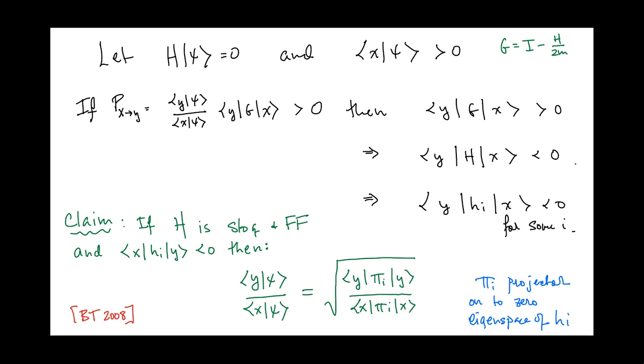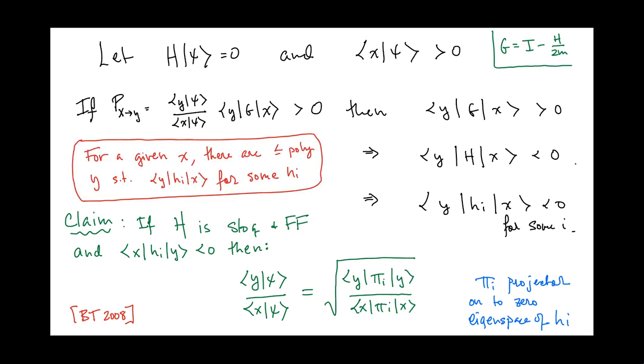I don't need to know the global properties of the ground state. And the nice thing is that for a given x, there's at most polynomially many of these. I can look through all of the terms, and each term is going to give me a constant number of strings that I can then walk to. So modulo proving this claim, this is now a random walk that I could potentially implement.